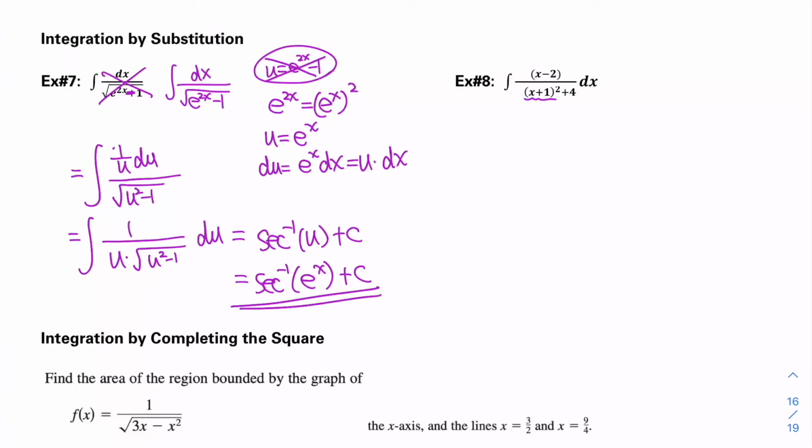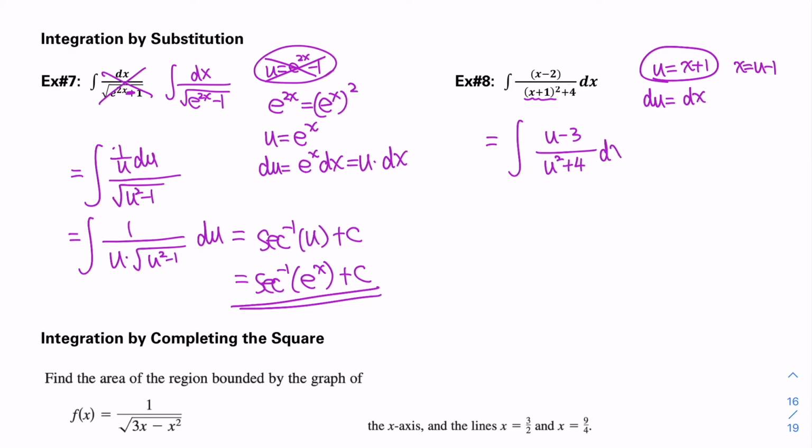In example 8, we look at the denominator, it's 1 squared plus another square. So we might be able to use inverse tangent. However, in the numerator, it's not only x, we have some other terms. So we are going to use u substitution. U equals x plus 1. Du will be dx. From here, x equals u minus 1. We plug it in. So it's u minus 3 over u squared plus 4 dx.